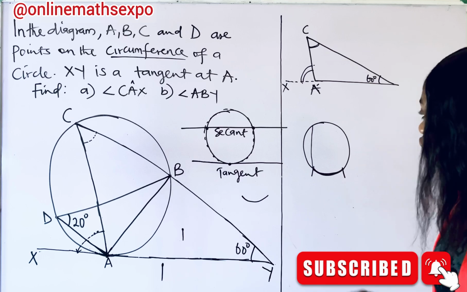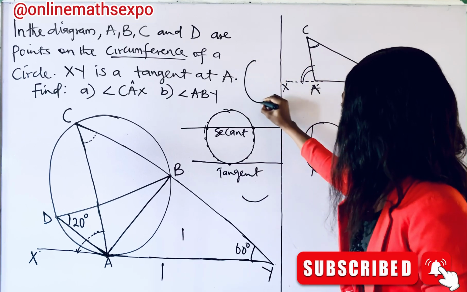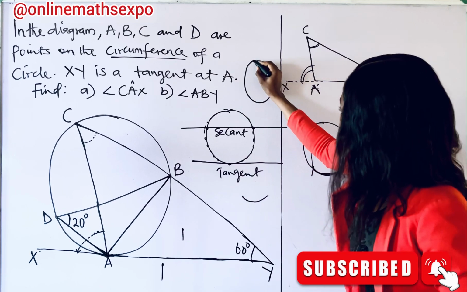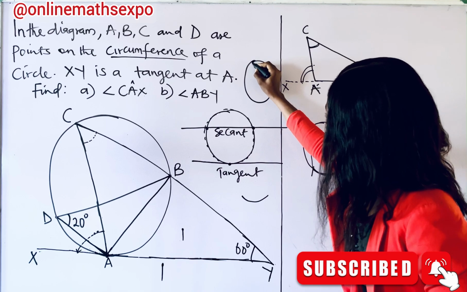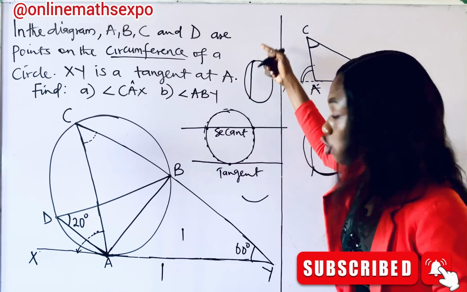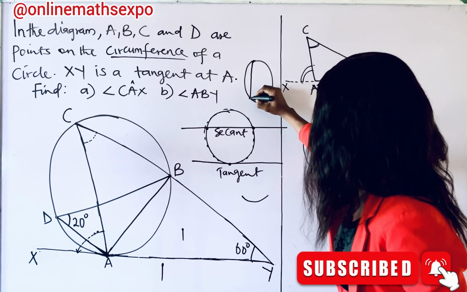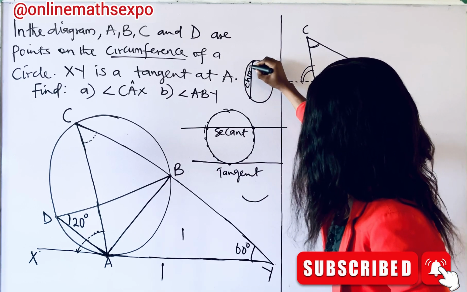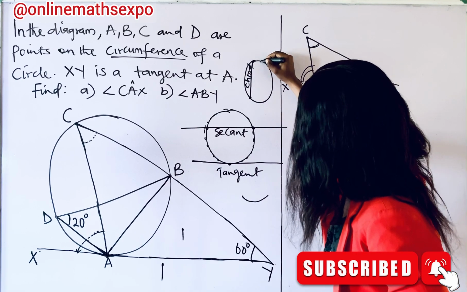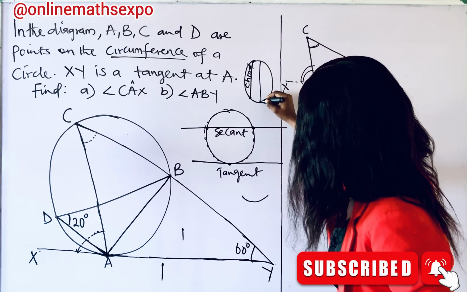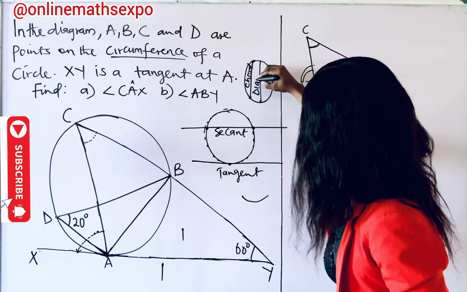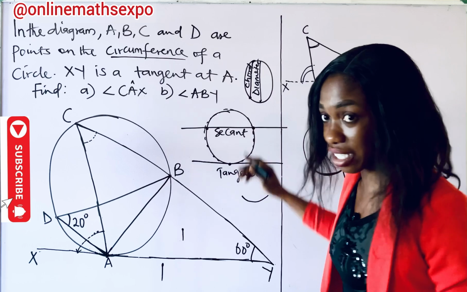When you talk about a chord, this is your circle. And a chord is a line that runs from one point on the circumference to another, but does not pass through the center. We call this kind of line a chord. I hope you are seeing it. Now, when it chooses to pass through the center, it is no longer a chord. We call it a diameter. Did you see this now?